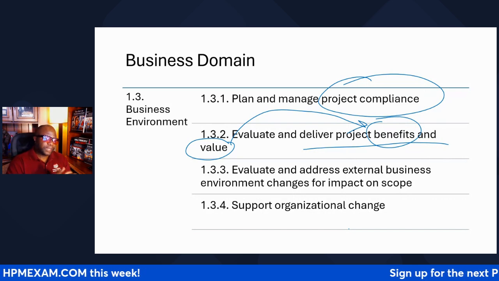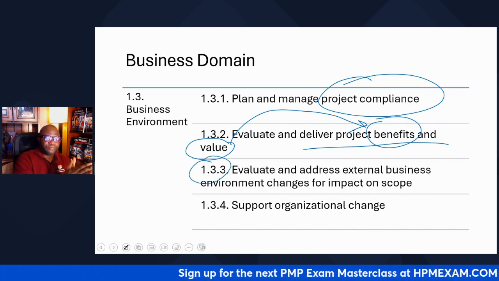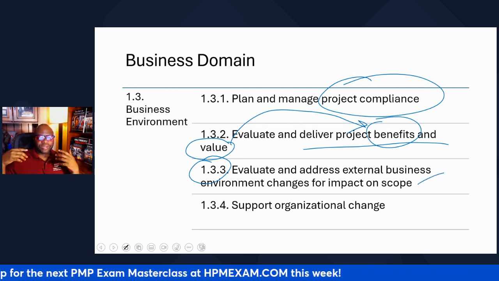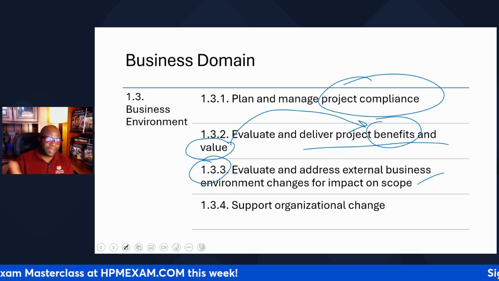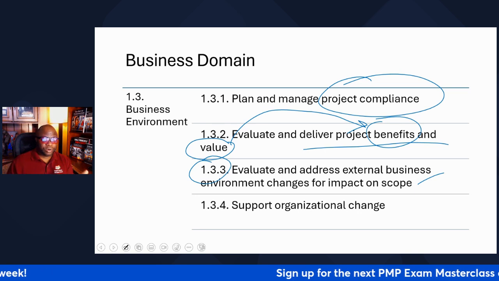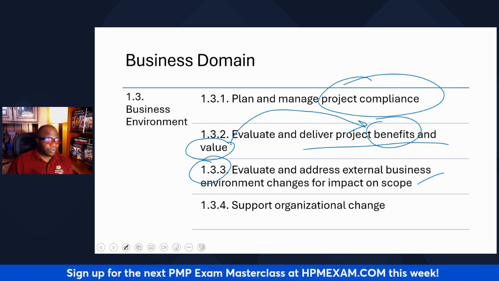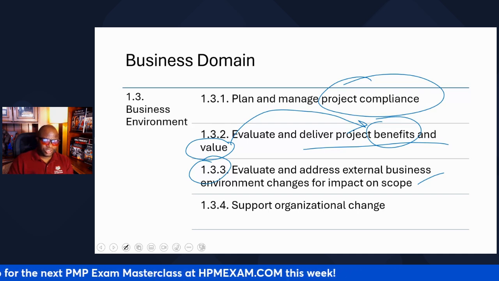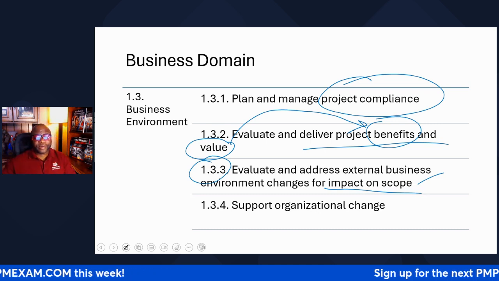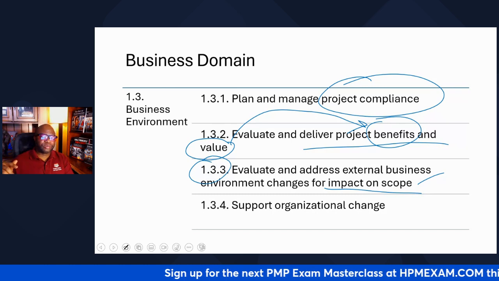So important. Let's move on to 1.3.3. I'll get you out of here very shortly. Evaluate and address external business environment changes for impact on scope. When we talk about this, we're thinking about the geopolitical landscape, the marketplace, the external environment. As a project manager, as a servant leader, as a product owner, you should always be addressing the external business environment changes for impact on your product backlog, for impact on your project, period, whether you're in agile or predictive. But really, this is the job of management.